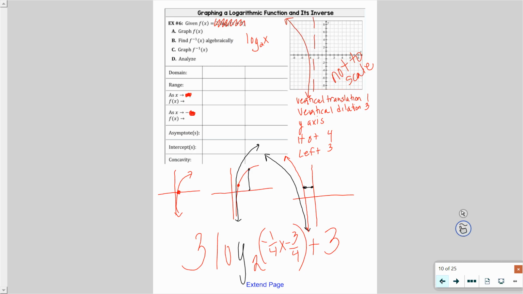Do you guys agree with the function? The function okay? 3 in the front, 3 in the back. Input negative 1/4 x minus 3/4. Is that okay?